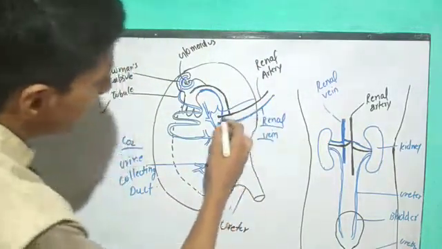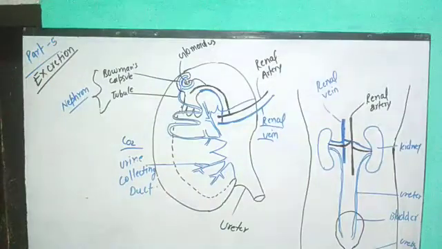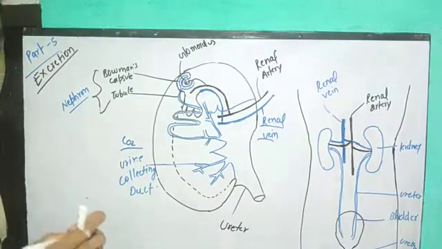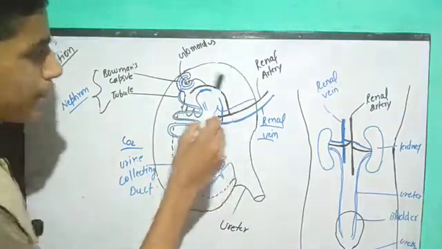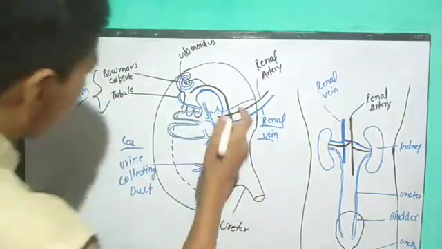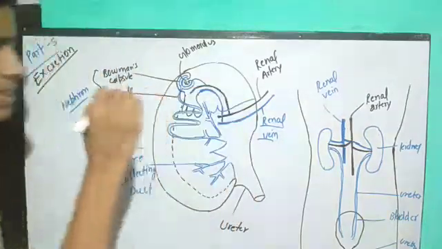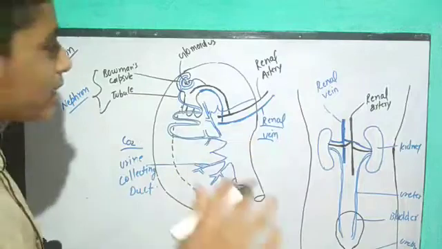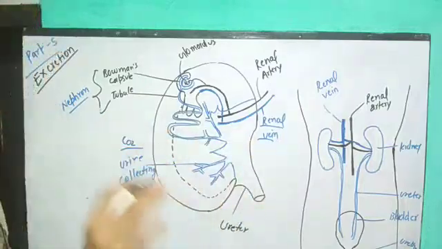Here the renal artery brings which type of blood? It brings polluted blood, or we can say dirty blood, and by this dirty blood it comes into contact here. Before that, guys, let me introduce you to all the parts, the several parts of this kidney.